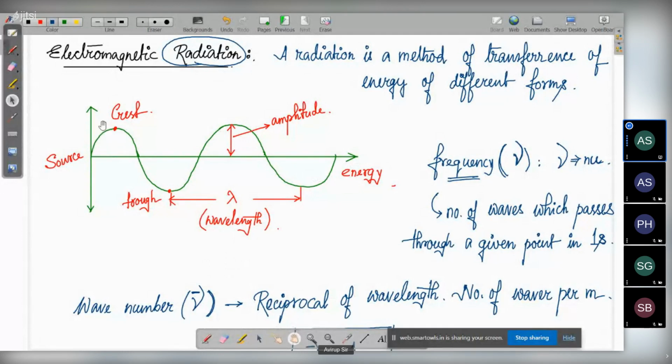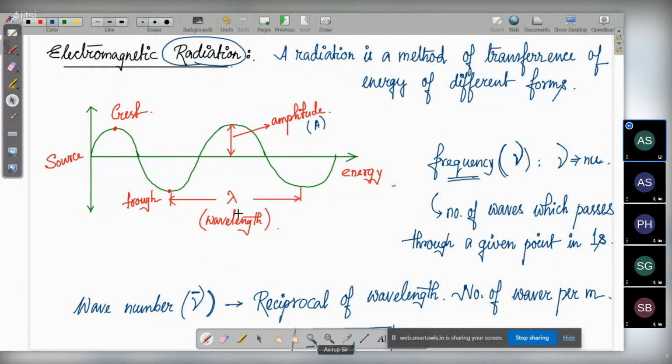In a wave, the uppermost part is known as the crest, whereas the bottommost part is known as the trough. The maximum displacement of the wave is known as amplitude. Amplitude is also denoted by capital A. The distance between two troughs or two crests is known as the wavelength.